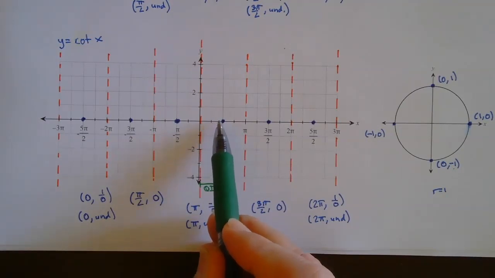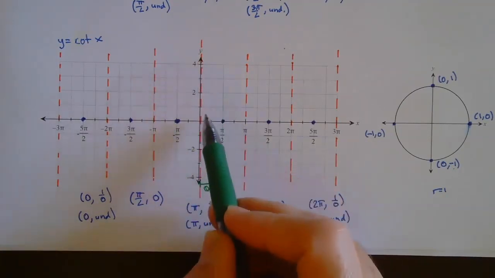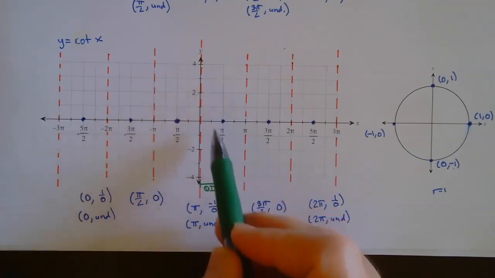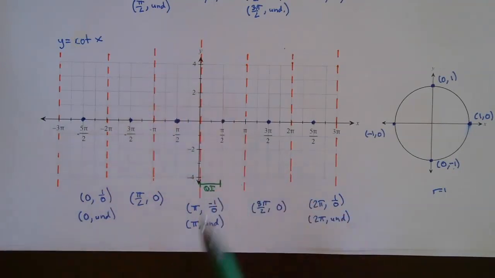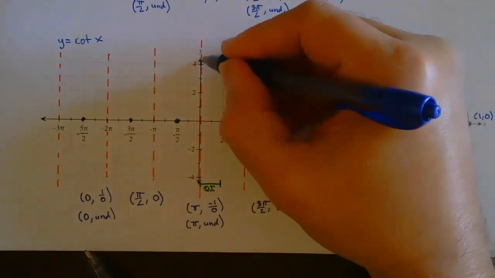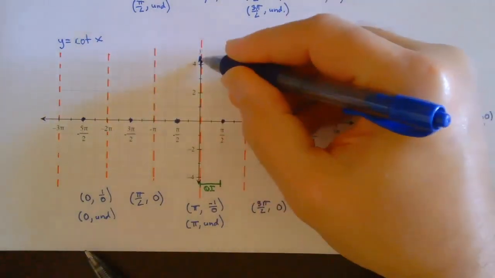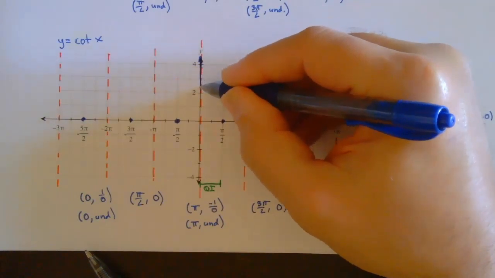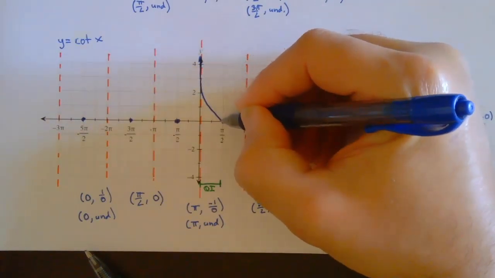My output is my ratio, right? And I have a vertical asymptote here. This has to be above the x-axis. So for this one, my graph has to actually start right here and go through this point, okay? So it's going to come along the vertical asymptote and then turn and go through pi over 2.